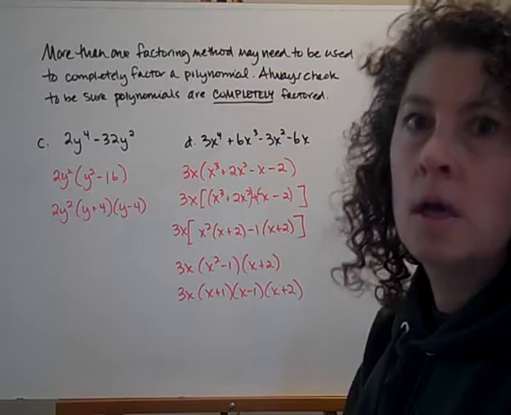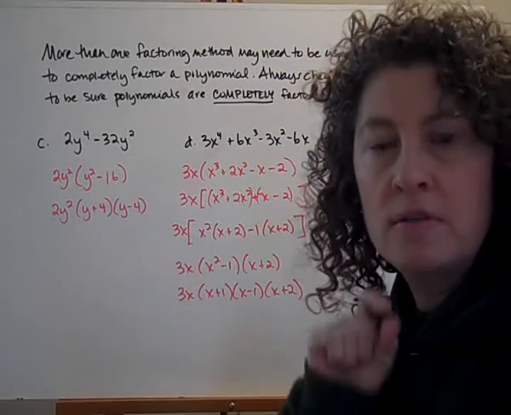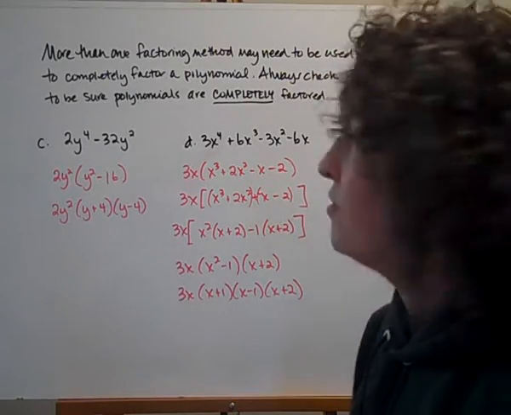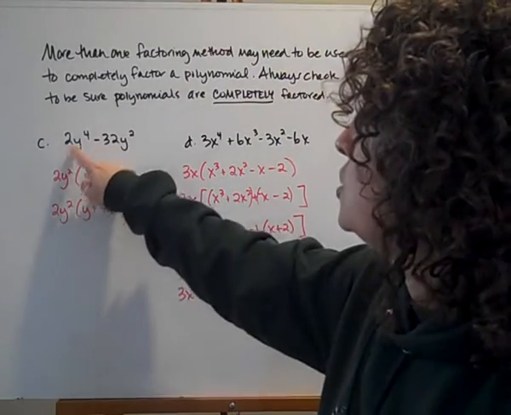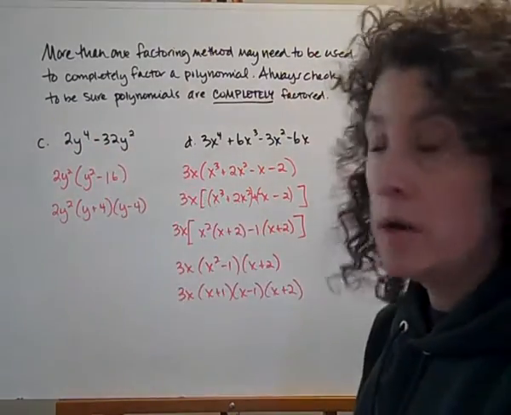So you don't want to say you're done until you've checked each of the factors that you have and make sure that you can't break them down any further. So let's look at a few that require a few different methods. So I've got 2y to the fourth minus 32y squared.